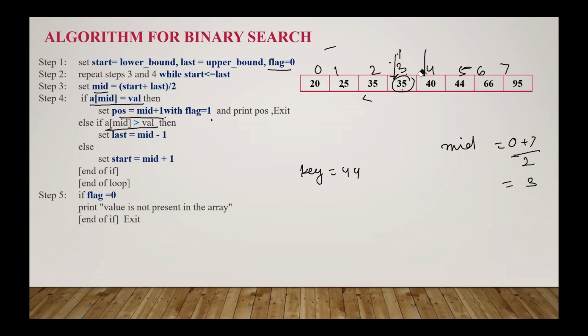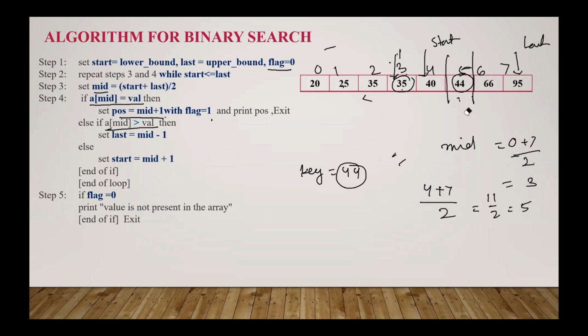What is mid? This one. So this is now start and this is now last. Then we make the mid. Mid means which element? 4 plus 7 divided by 2, 11 by 2, that is 5. So this element. Now we compare with this element. Yes, this is the same.